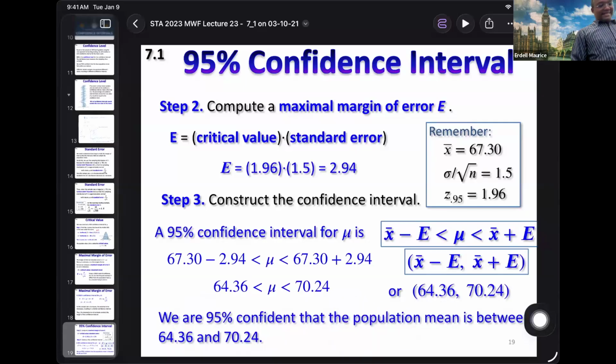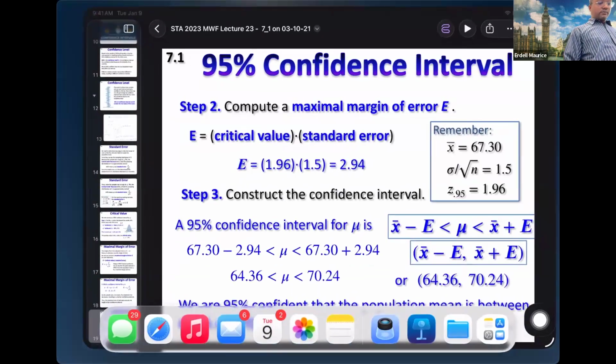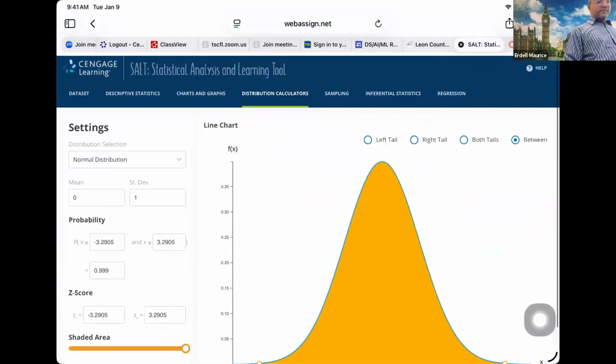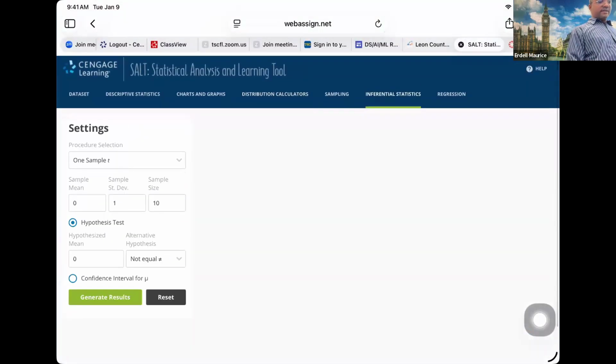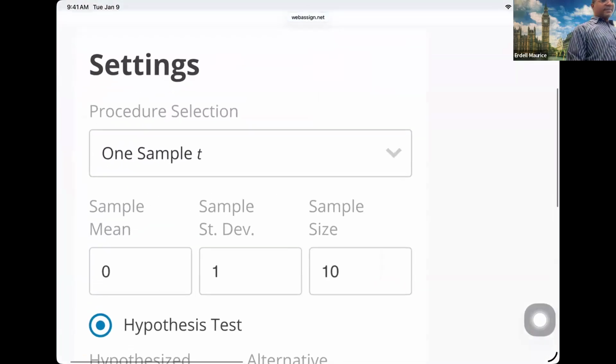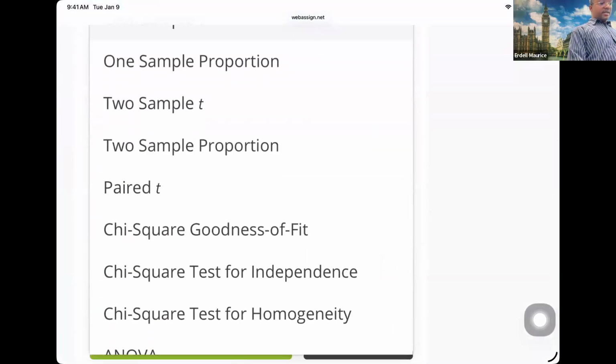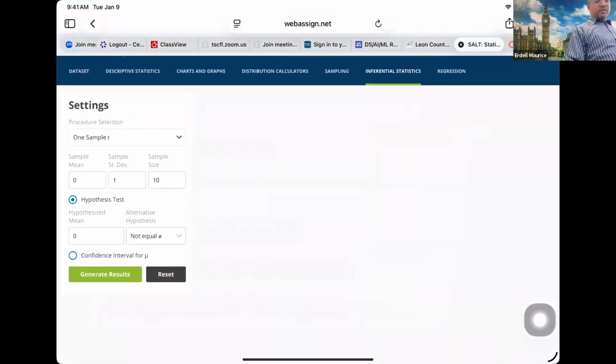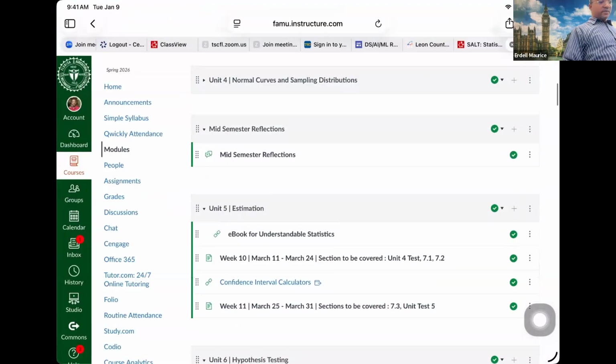All right, let me show you one last thing right here. For some reason, SALT does not have a confidence interval. If you go over here to inferential statistics, you see how it says one sample T. It does not have a one sample Z on here for some reason. I don't know why. And so I have included one for you guys. So if you go to the course webpage and we go to unit 5 estimation, you'll see right here confidence interval calculator.